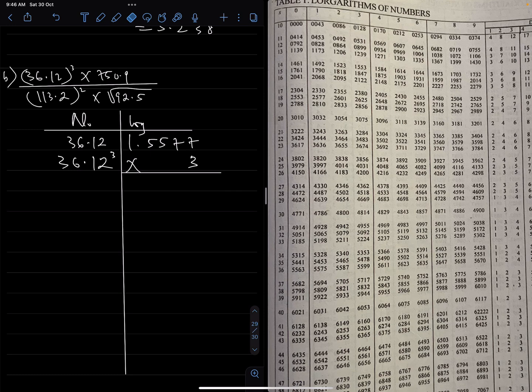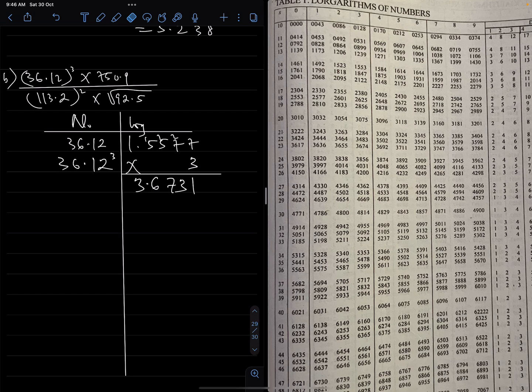Okay. So 3 times 7, 21. 1 carry 2. 21 plus 2, 23. 3 times 5, 15, plus 1, 16. 6. And then, before you even put the point, how many decimal places? 1, 2, 3, 4. Do you understand? I'm multiplying this logarithm by 3 because it is 36.12 cubed. Is that clear? 5 times 3 plus 1, 16. So now, what happens?